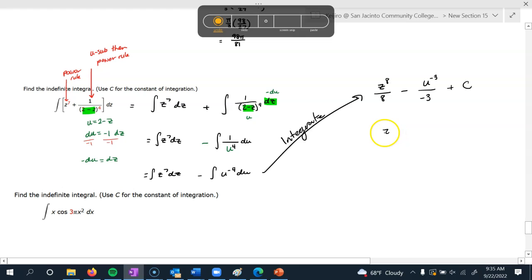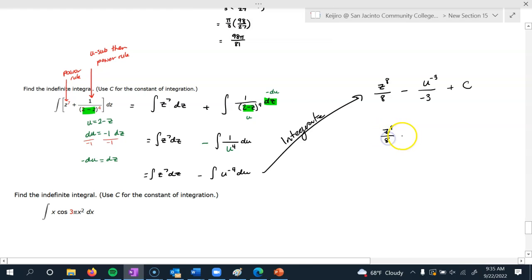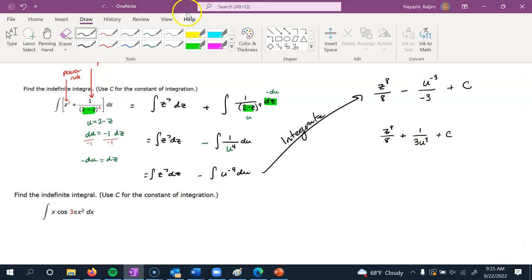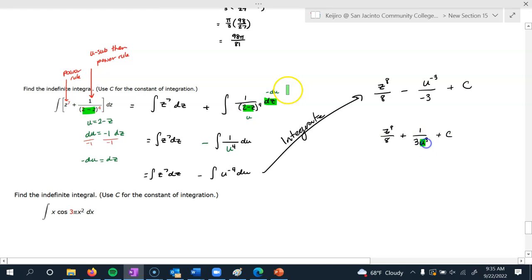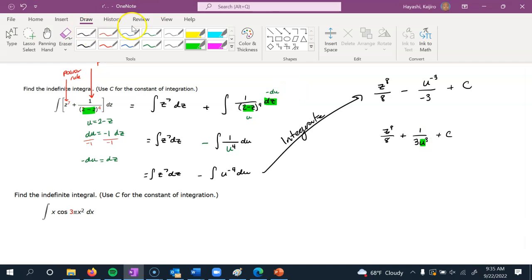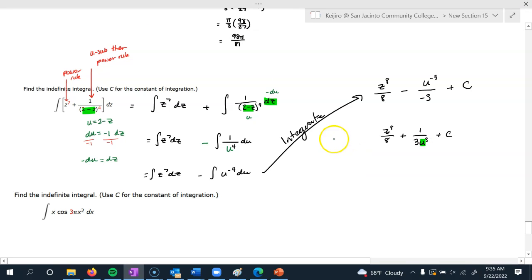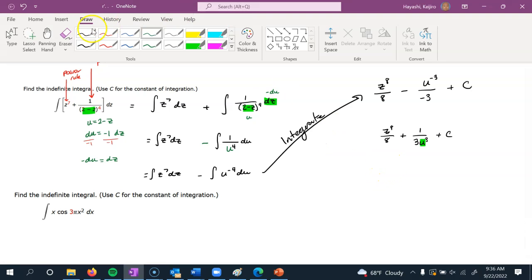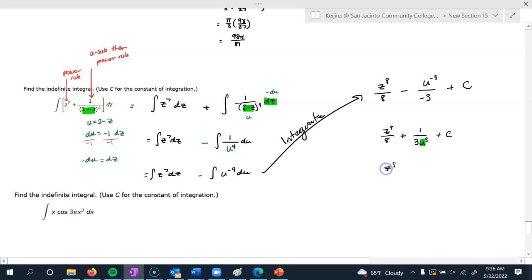So that's z to the 8 over 8 plus 1 over 3u cubed, right? Just send that u to the -3 to the bottom, where the 3 is, plus c, and finally get it all back in terms of z just by switching that u back. You can always, always switch your u substitution back after you integrate. So that's just z to the 8 over 8 plus 1 over 3 times 2 minus z to the third, plus c.